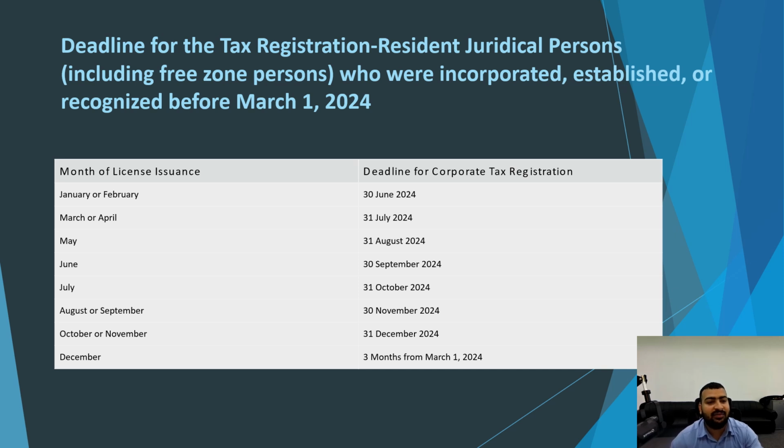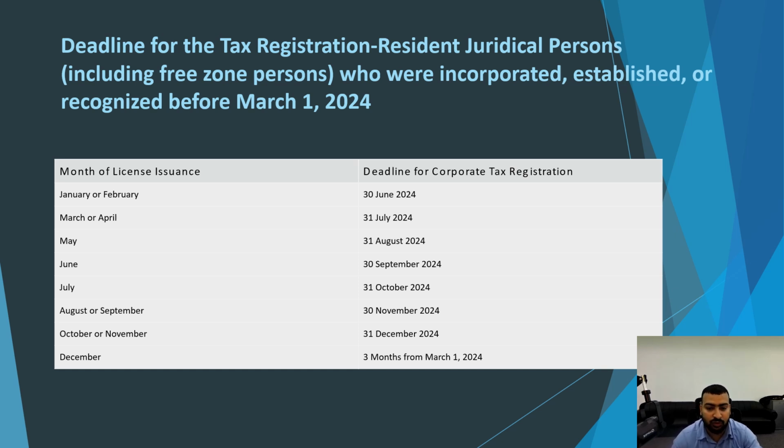In this slide, you can see the deadline for the tax registration for the resident juridical person, including free zone, who were incorporated, established or recognized before March 1st, 2024. If the license was issued in the month of January or February, the deadline for the corporate tax registration is 30th June 2024. If the license was issued in March or April, the deadline is 31st July 2024. If the license was issued in May, the deadline is 31st August 2024.